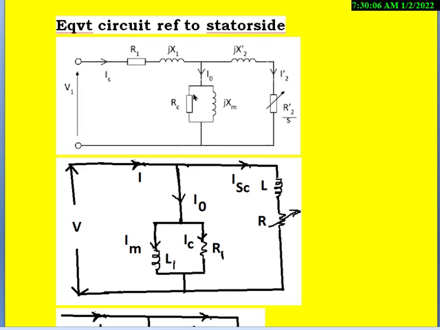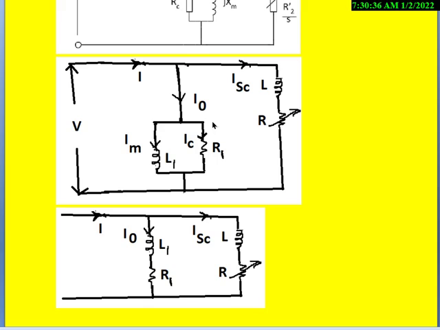And these are the no load components which we represent like this, I naught. This is the magnetizing current IM which lags the applied voltage by 90 degrees, and this is the core loss component IC which is in phase with the applied voltage V. The resultant of IM and IC is nothing but I naught, and the resultant of ISC and I naught is nothing but the net input current.